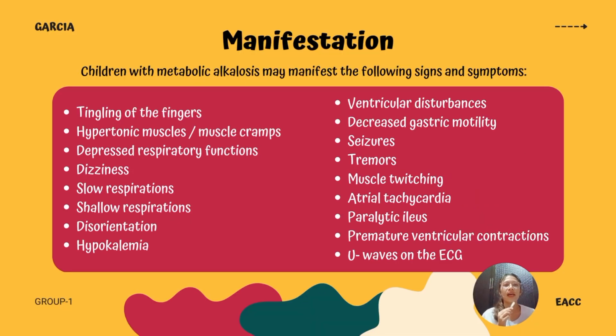So, sa manifestation naman ng children with metabolic alkalosis, usually ito yung mga signs and symptoms. So, meron tingling sa fingers, hypertonic muscles or muscle cramps, depressed respiratory functions, dizziness, slow yung respiration, shallow respiration, disoriented sila, and then hypokalemia, mababa yung potassium, ventricular disturbance, decreased gastric motility, seizures, may tremors, muscle twitching, atrial tachycardia, paralytic ileus, premature ventricular contractions, U waves on the ECG.